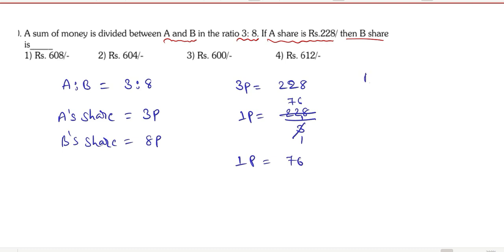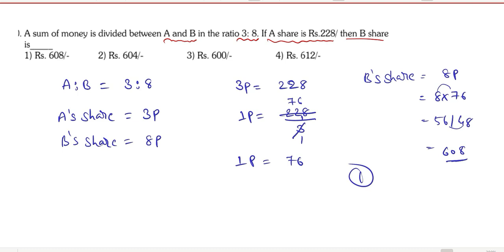Now what do we need to find out? We need to find out B's share. B's share, we know, is 8 parts. That means 8 into 76. So 7 eights are 56, 8 sixes are 48, and adding and simplifying this we get 608. That is our first option, which is the correct one.